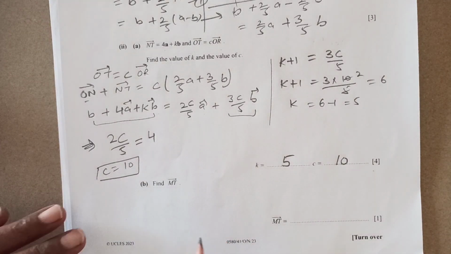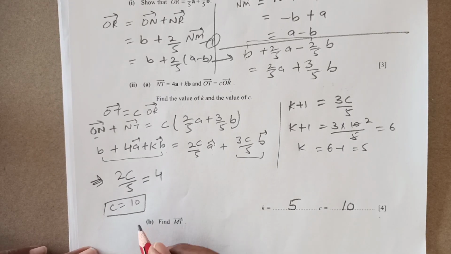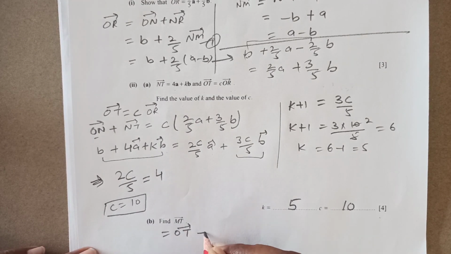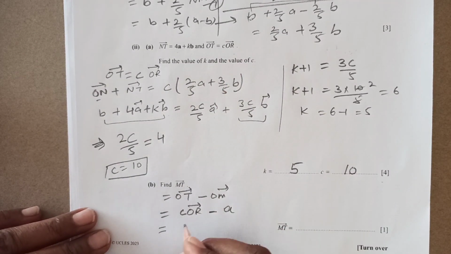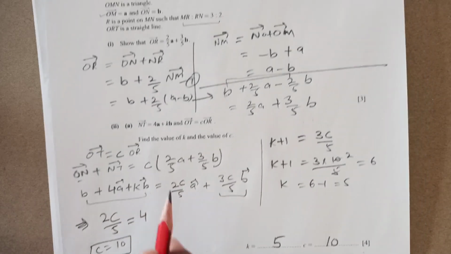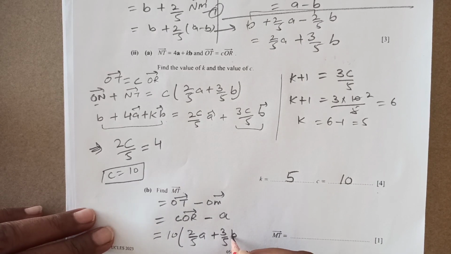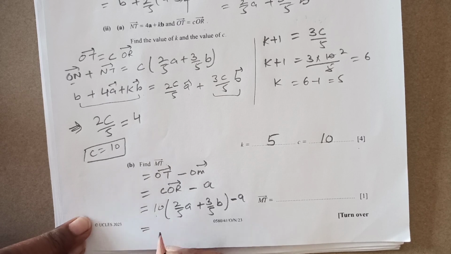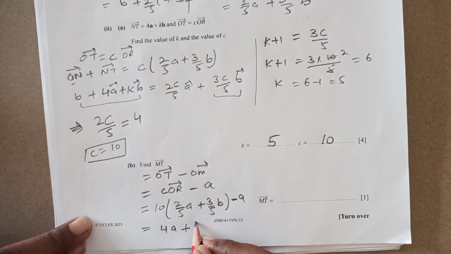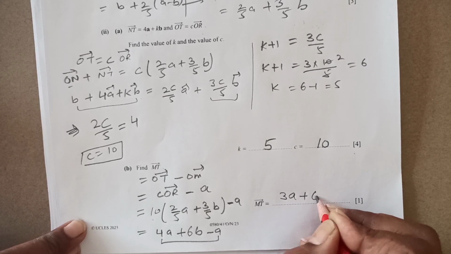Now we are looking for MT. MT is here. If you join the line here, MT is going to be OT minus OM. OT is C OR, which is given to us here, minus OM. OM is A. So C is 10 and OR is 2 over 5 A plus 3 over 5 B, minus A. When you calculate this, 5 times 2 is 10, 10 times 2 over 5 is 4A, plus 10 times 3 over 5 is 6B, minus A. So 4A minus A is 3A plus 6B is the final answer, right?